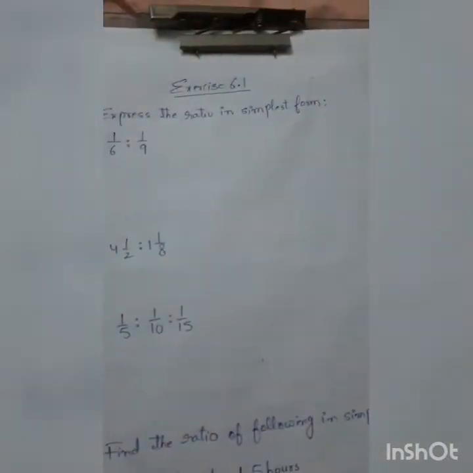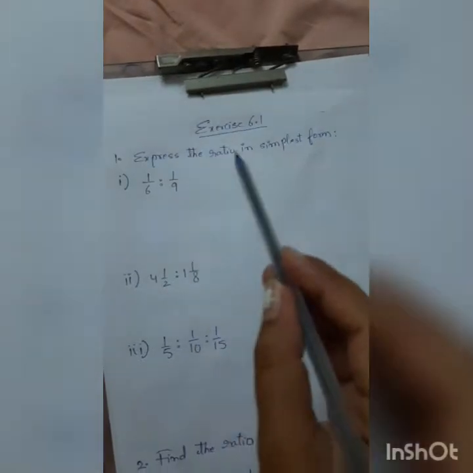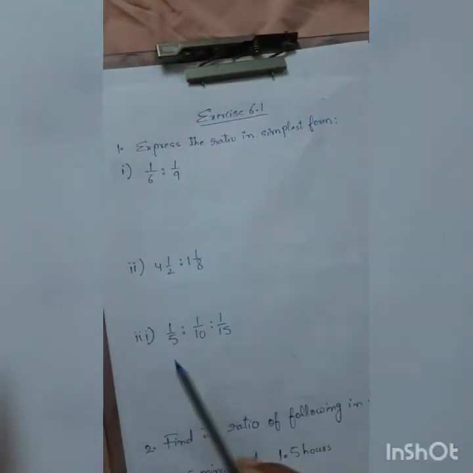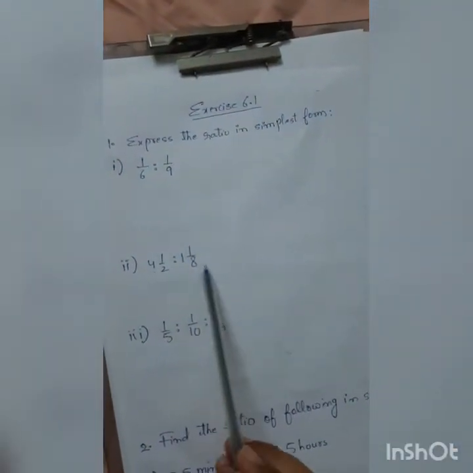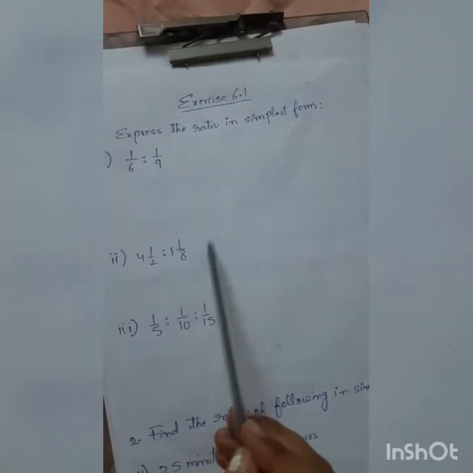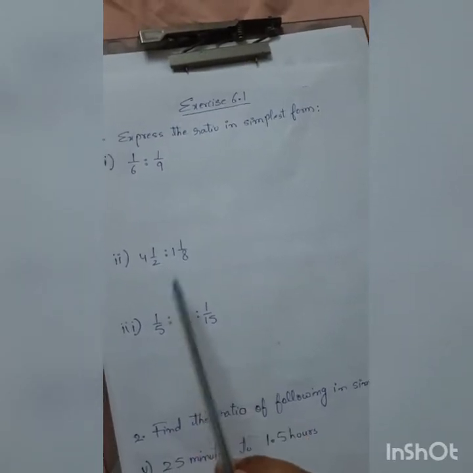Exercise 6.1. In question number 1, it is saying express the ratio in simplest form. First and second part you will do. In this there is nothing, just change these fractions into improper fractions first of all, then you can do the solving, okay.